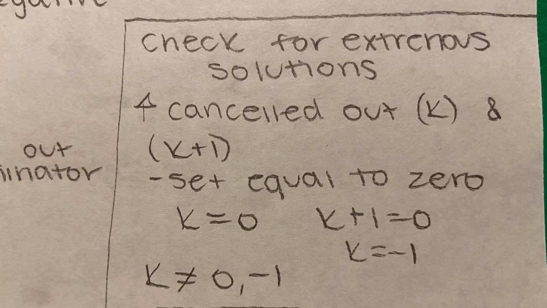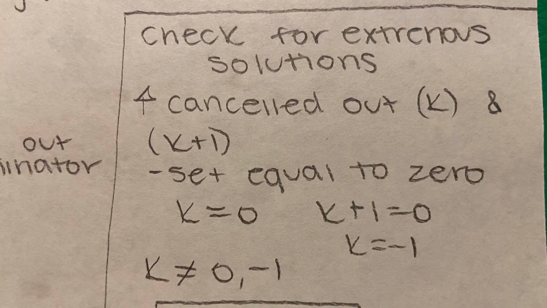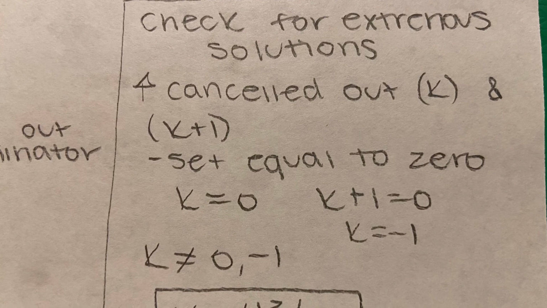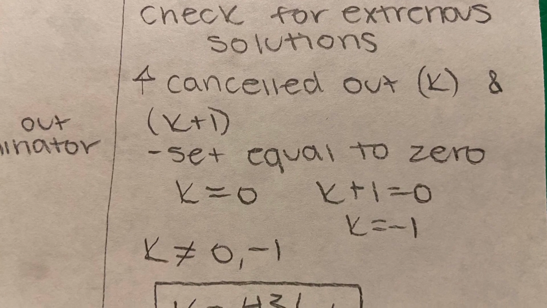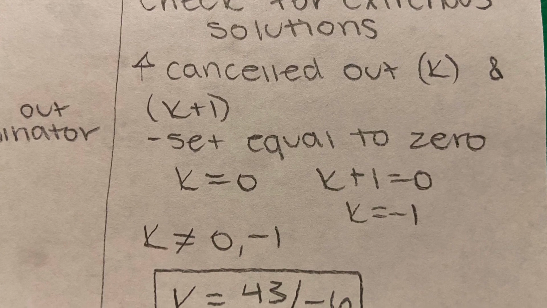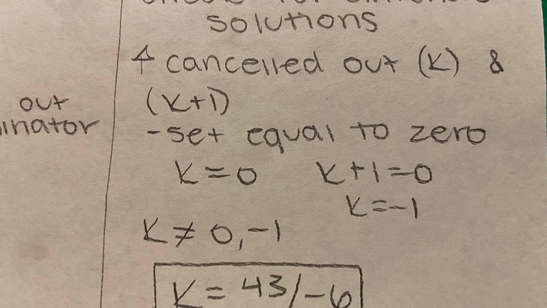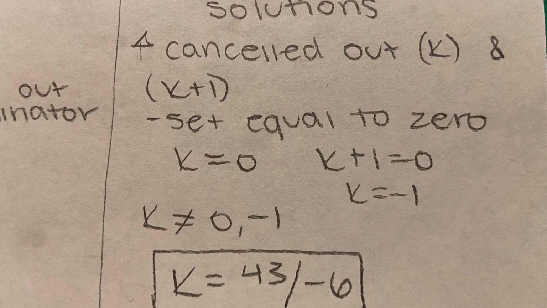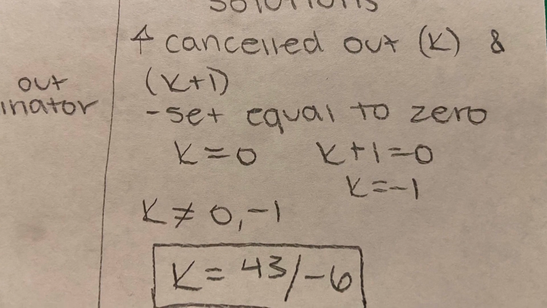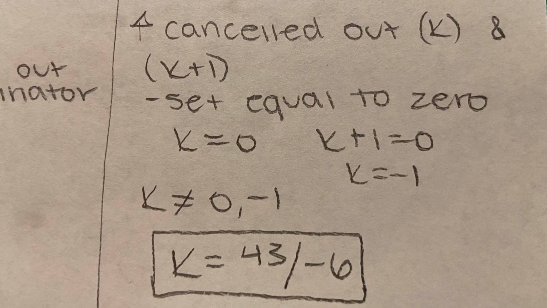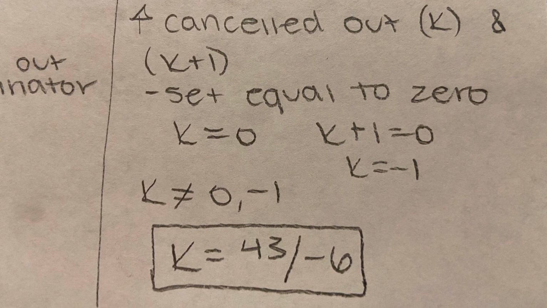You have to make sure to check for extraneous solutions, so you look back through your work and see what canceled out through the equation, and what canceled out was k and k plus 1. So you set both of those equal to 0 to get your extraneous solutions, and you get k equals 0. When you set k plus 1 equal to 0, it is k equals negative 1. So your extraneous solutions are k is not equal to 0 or negative 1, and your solution is k is equal to 43 over negative 6.